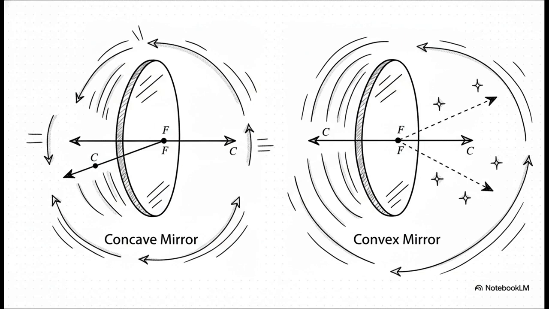Let's start with our first reliable ray. Imagine a ray of light that is traveling parallel to the principal axis. Now, look at the concave mirror on the left. When this ray hits the mirror, it reflects and will always pass through the principal focus F. Now, for the convex mirror on the right, the ray reflects outwards. You see, it diverges. But if you trace this reflected ray backwards with a dotted line, it will appear to come from the focus point located behind the mirror.